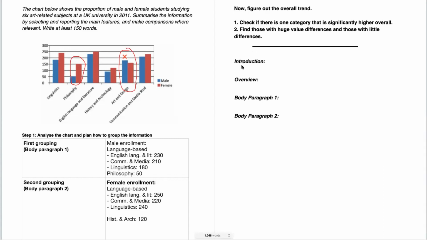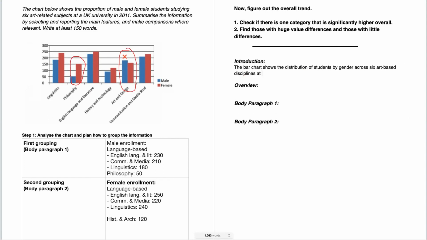Remember, we're just going to paraphrase. And so I have our writing prompt here. Now I'm just going to basically say this in a different way. So I'm going to say the bar chart shows the distribution of students by gender across 6 art-based disciplines at a UK university in 2011.